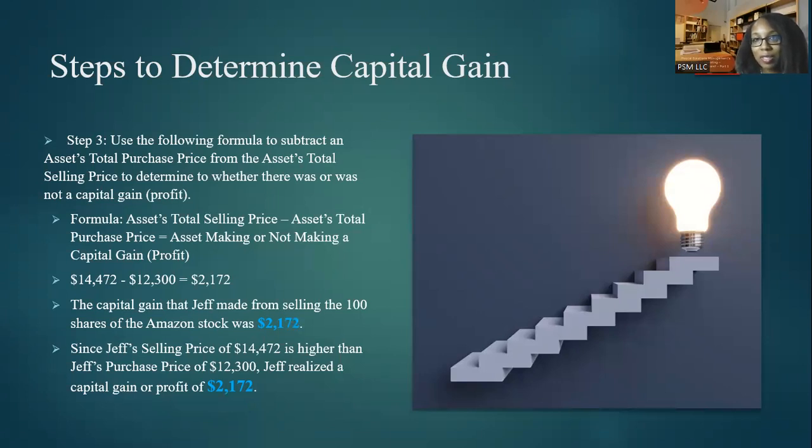Since Jeff's selling price of $14,472 is higher than his purchase price of $12,300, that is a way that you can compare those two numbers before you do any arithmetic or subtraction to determine whether or not there may be a capital gain. Since $14,472 is higher than $12,300, that means that there is a capital gain. So Jeff realized a capital gain or profit of $2,172. The term realized is important in the investment world.